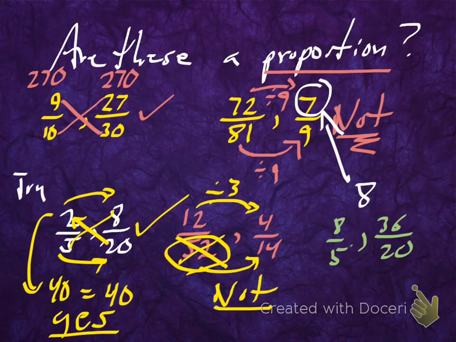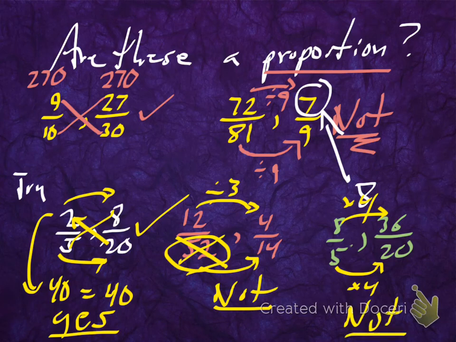Okay, and the last one, to get from 5 to 20, I can see that right away. That's times 4, right? Yes. And if I multiply 8 times 4, it's close, 8 times 4 is 32. It's not 36. So again, this is no, or not proportional. If it had been 9 over 5, it would have equaled 36 over 20. So yeah, it's almost proportional, but not quite.